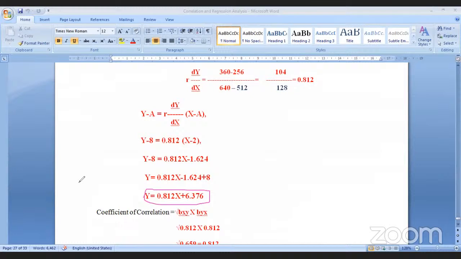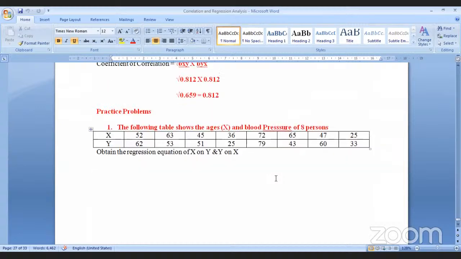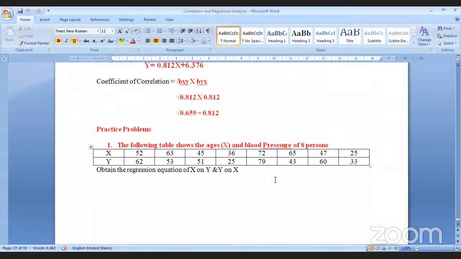Then after completion of y on x, the coefficient of correlation is equal to under root bxy into byx. That is, under root 0.812 into 0.812, that is 0.8, the final answer. Okay. So y on x is also completed. So this is one problem.